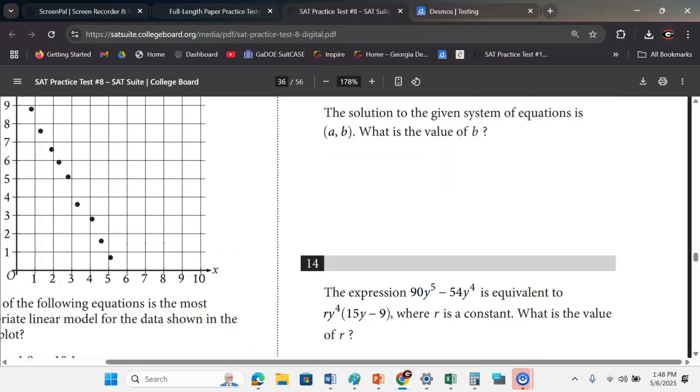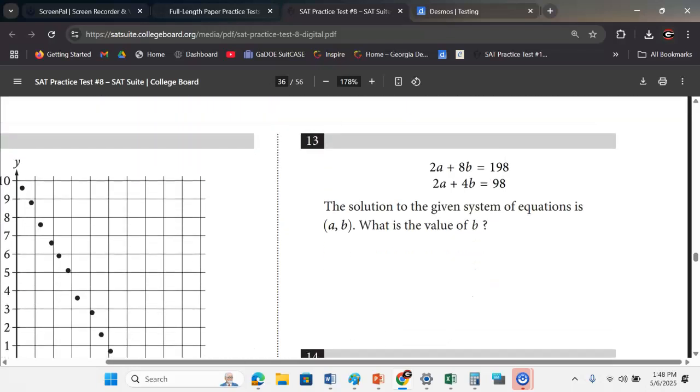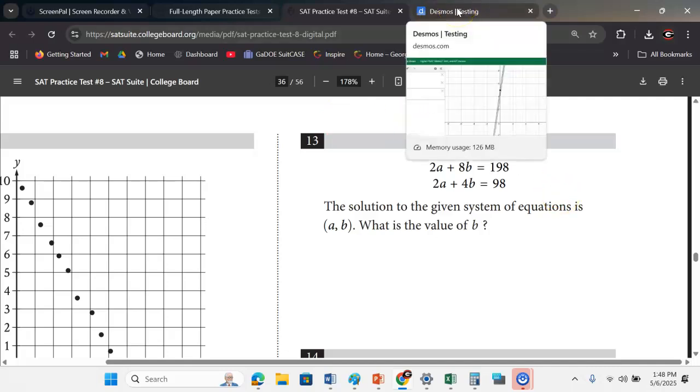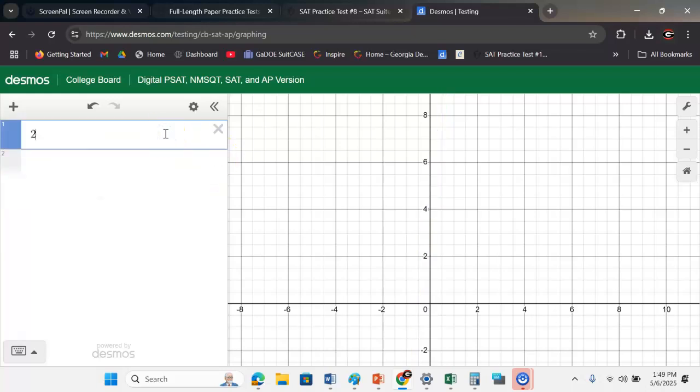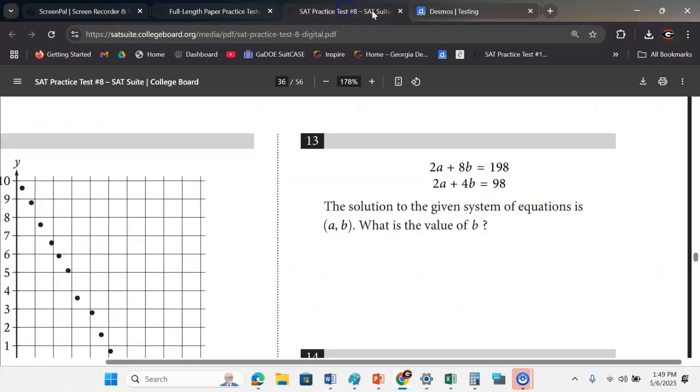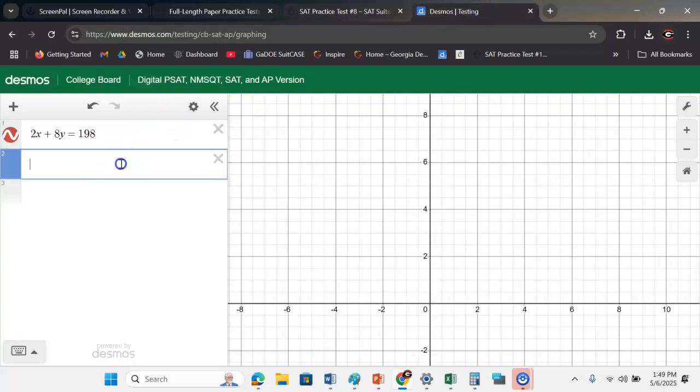Let's do 13. Number 13, system of equations all day long. We just go to Desmos. I get those software names mixed up. 2x plus 8y. I'm changing the letters because Desmos likes x and y better. 2x plus 4y equals 98.